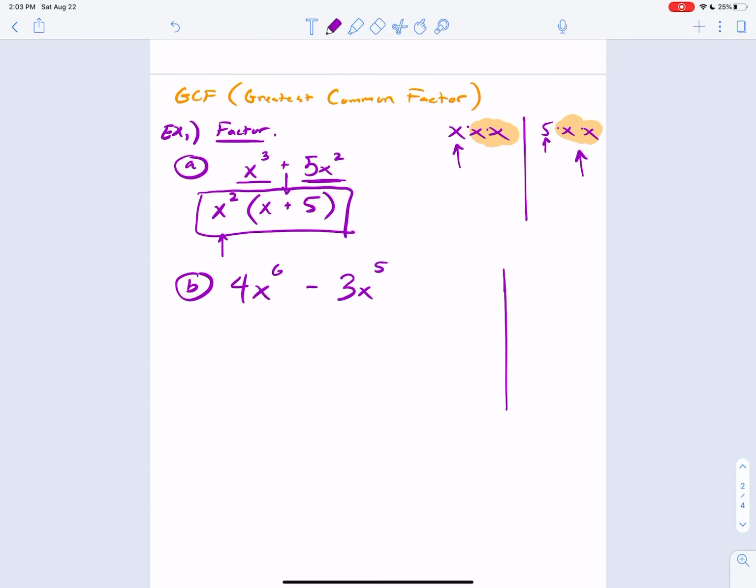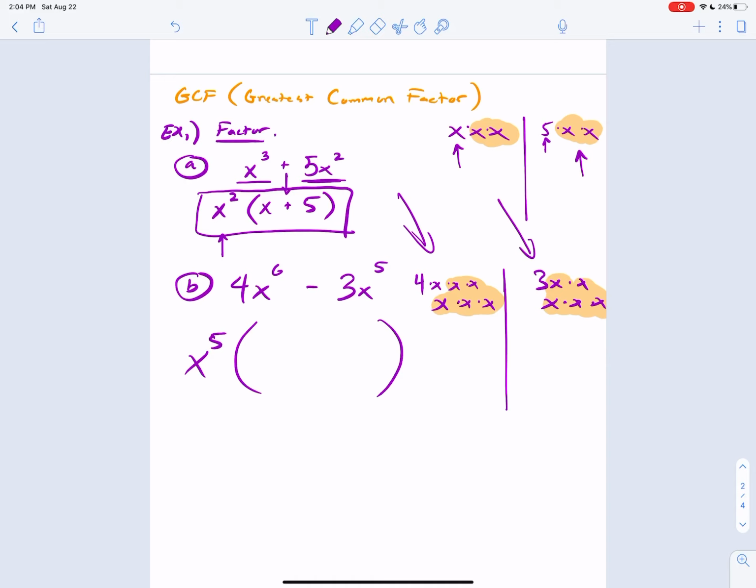So over here, I have 4x to the 6th, so I have 4, and then I have 6 x's. You have a 3 and 5 of those x's. And, you know, I write this over here so you guys can see it. Should you write this out every single time? Definitely not. It's just to give you a visual, okay? So we're going to factor out what we have in common. What do we have in common? We have x's in common, but how many? We have 5 in common. So what am I going to take out? X to the 5th, okay?